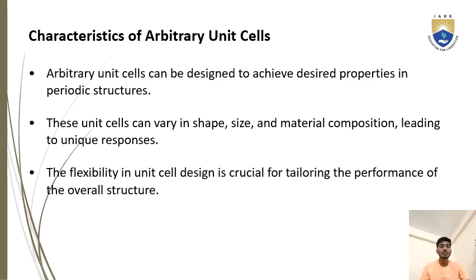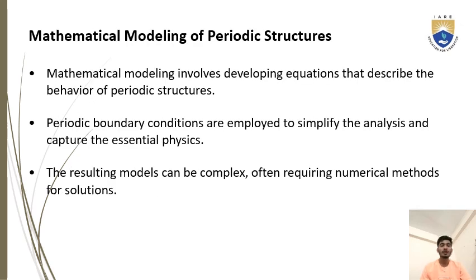Physical characteristics, material properties. Arbitrary unit cells can have varying material properties such as density, conductivity, or optical properties. Boundary conditions. The unit cell may be subject to arbitrary boundary conditions, such as fixed or periodic boundaries. External fields. The unit cell may be influenced by external fields, such as electric, magnetic, or gravitational fields.